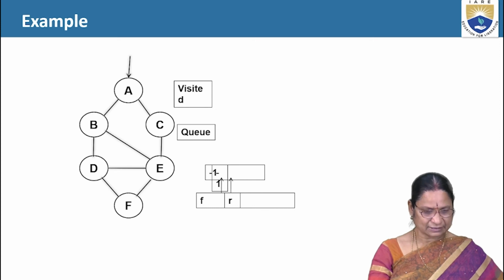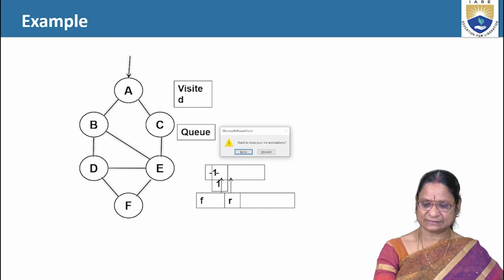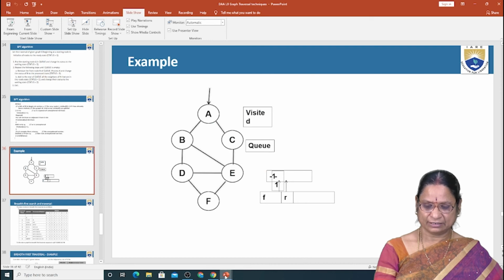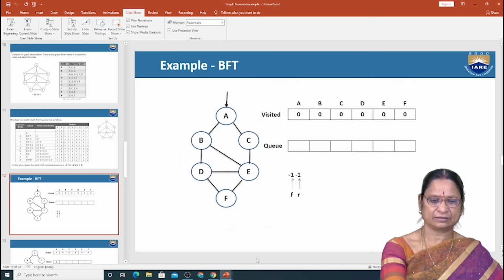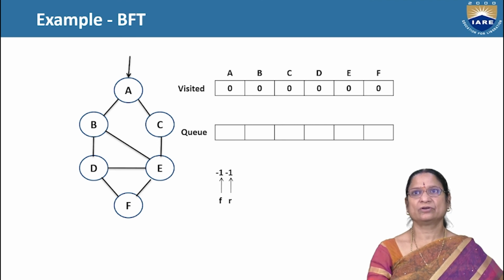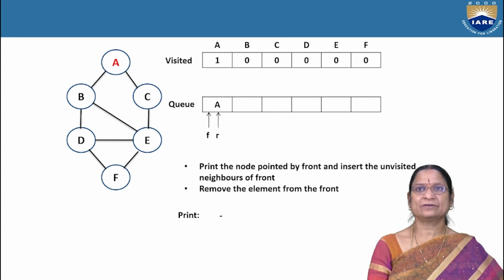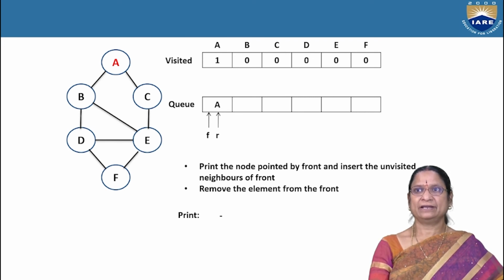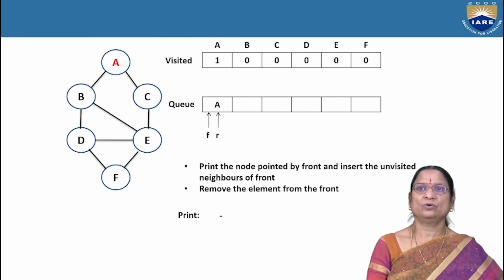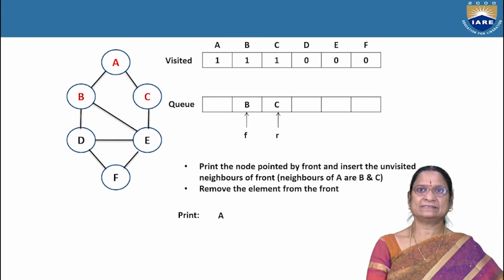So when we consider the adjacent vertices here, we will take one example for BFT traversal also. Initially all are visited 0, not visited. Front and rear are minus, and we start from A. A is inserted, which means front and rear are the same initially. Print the node pointed by the front, insert the unvisited neighbors of the node, and remove the element from the front. So that means A is visited now.